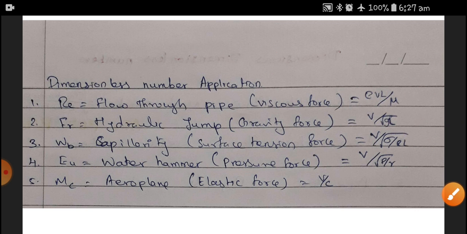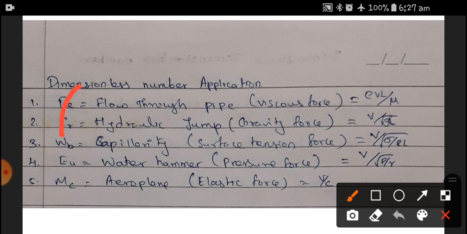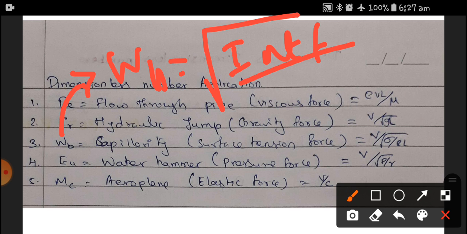Okay, next one is the Weber number. The Weber number is defined as the square root of the ratio of inertia force to surface tension force. It is used in capillary effects.